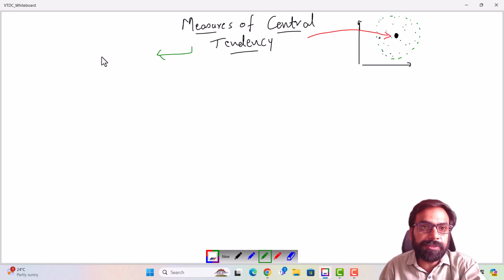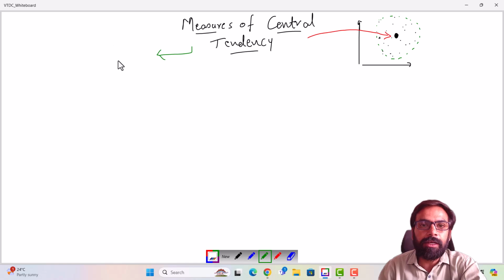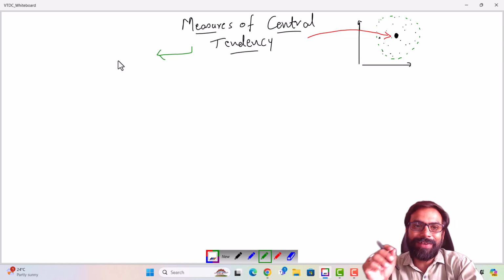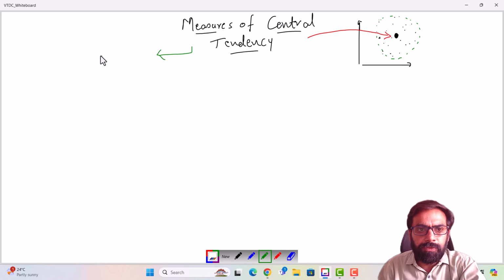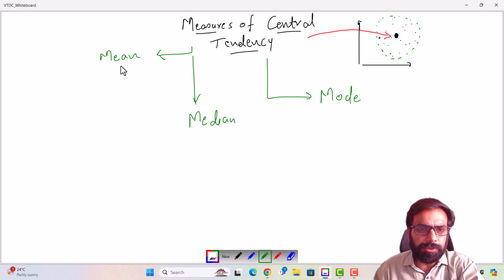Now there are three types of central tendency. There are three ways through which I can find the central tendency of a data. For example, let's say age of all the people. One is of course mean. The other one is median, and the third one is mode, where mean and median are the most commonly used ones.